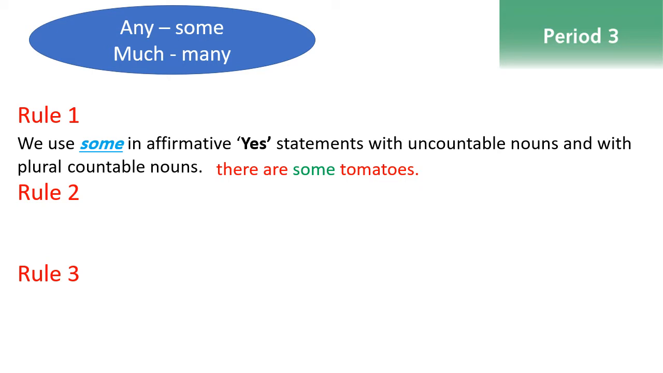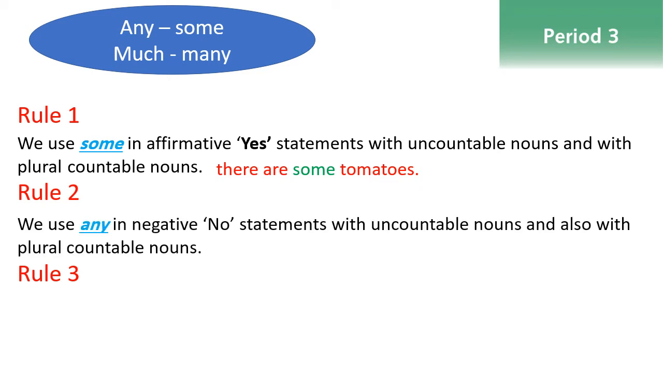يعني ممكن أقول some sugar, some soy, some salt. وممكن أقول some tomatoes, some apples, some potatoes. لكن بقدرش أقول some tomato ولا some pork لازم تكون countable plural countable جمع يعني مجموعة أو uncountable. Okay, let's have rule number two: we use any in negative no statements with uncountable nouns and also with plural countable nouns.